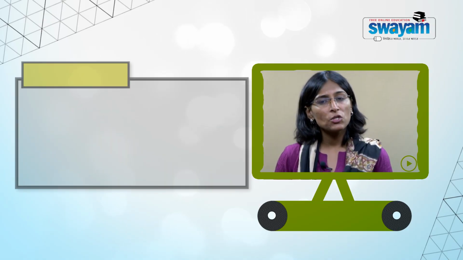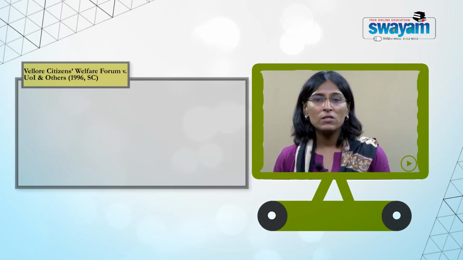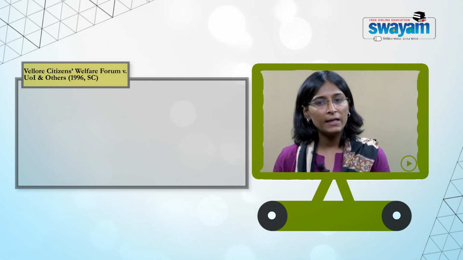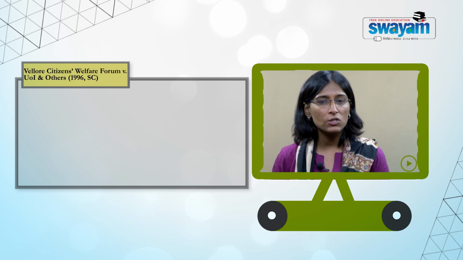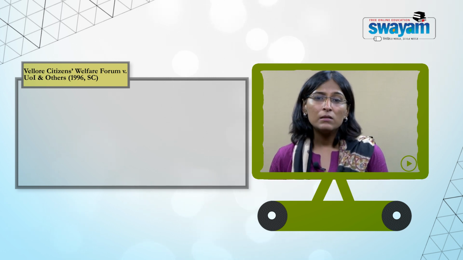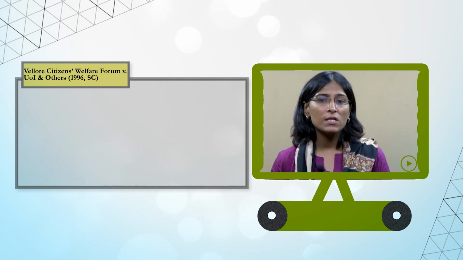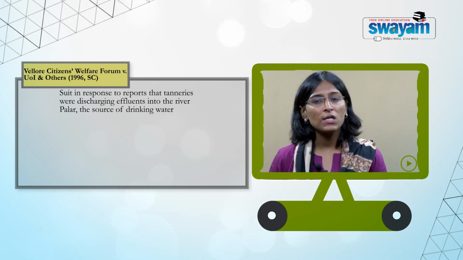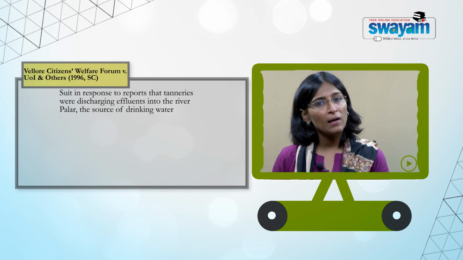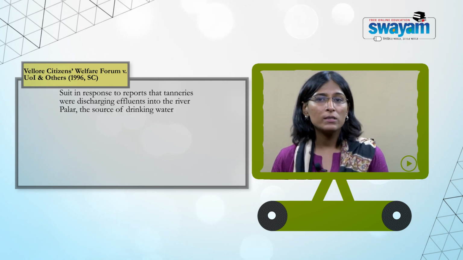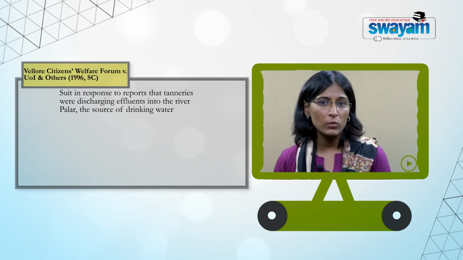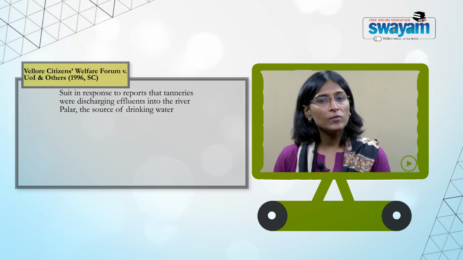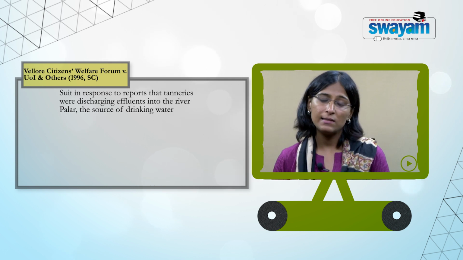One of the important decisions in this regard is the case of Vellore Citizens Welfare Forum versus Union of India and others, a 1996 decision of the Supreme Court. This case arose in the context of a suit in response to reports that tanneries were discharging effluents into the river Palar in the state of Tamil Nadu, where this river was a main source of drinking water supply. The Supreme Court made a number of observations with respect to sustainable development in this case.